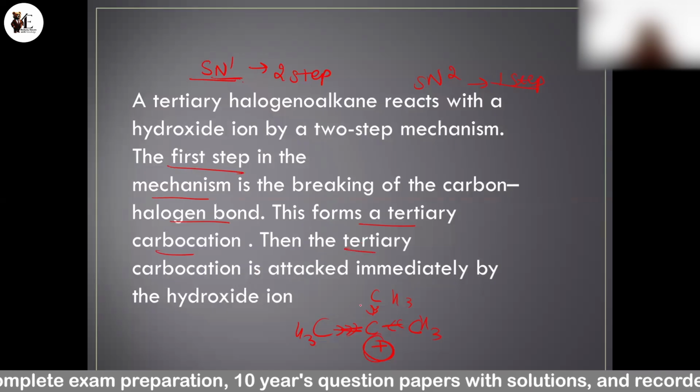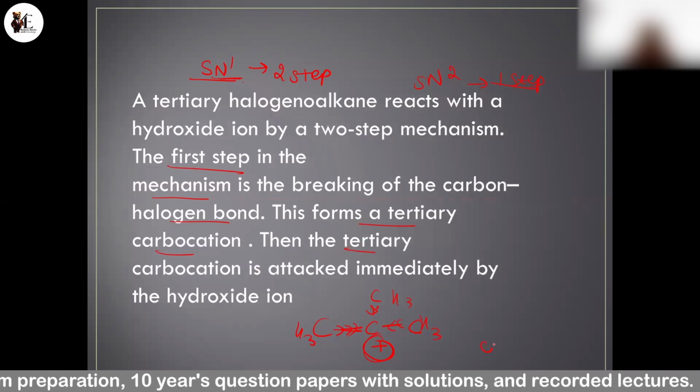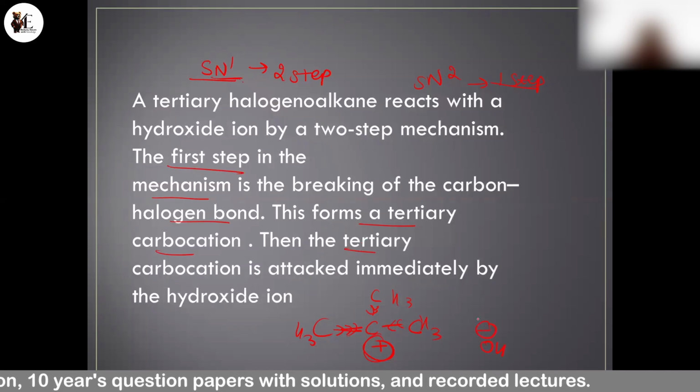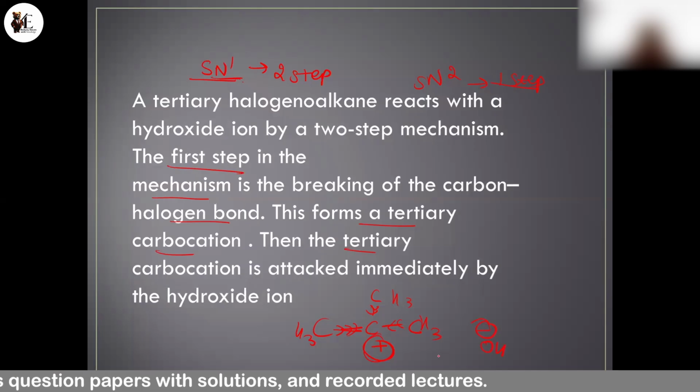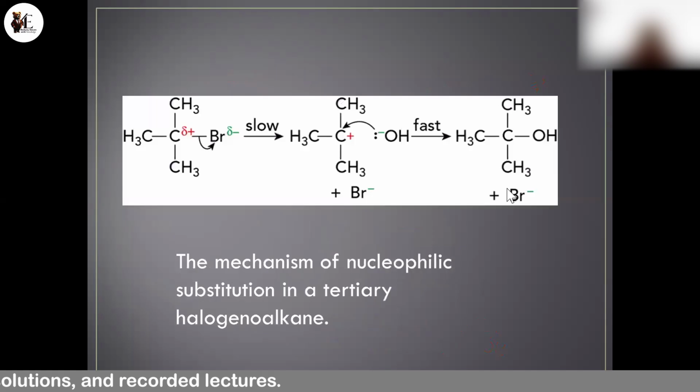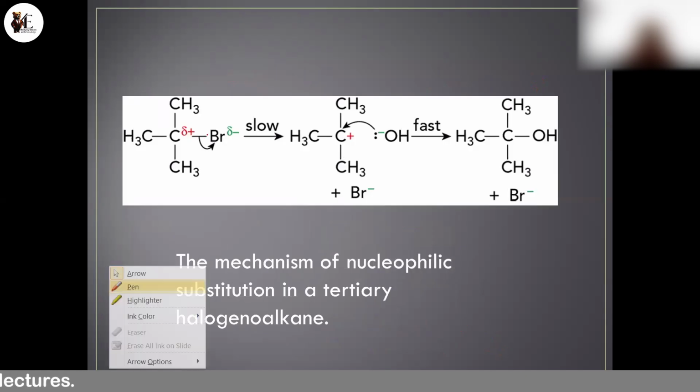Then the tertiary carbocation is attacked immediately by the hydroxide ion. Then what happens? Your nucleophile is hydroxide. So this negative charge attacks here, and we have this kind of product. So this is the mechanism of nucleophilic substitution reaction in a 3 degree halogenoalkane.